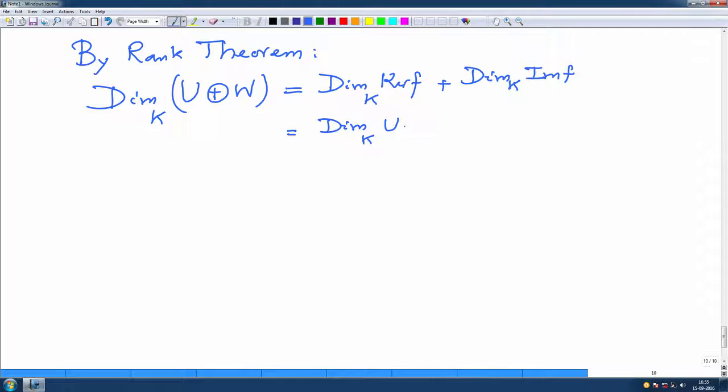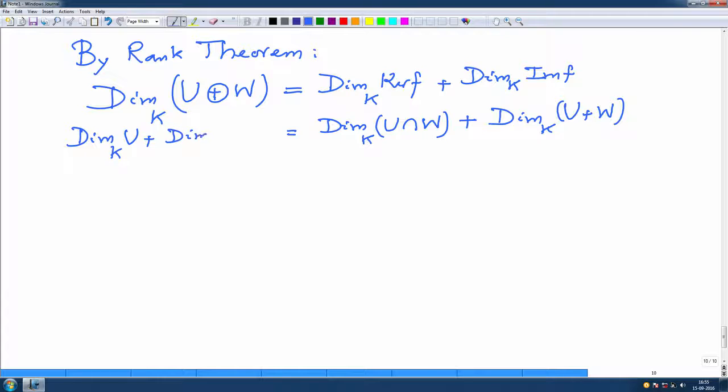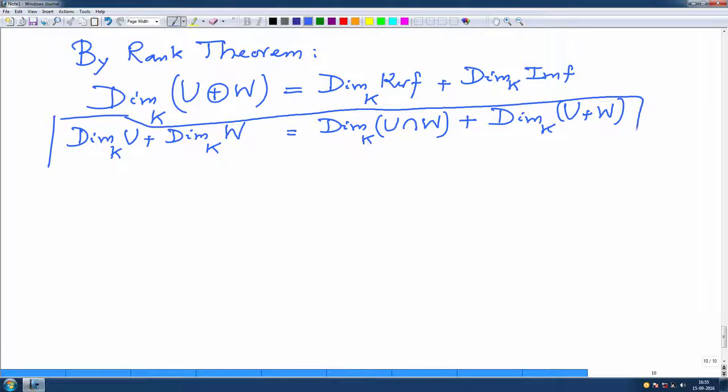So, going back, the kernel has the dimension of the intersection, and the image we have checked is nothing but the sum U plus W, and on the other side we have just noted this is nothing but the sum of the dimensions. So it proves the formula we want. This is the dimension formula. It is written, this side is written that side and this side is written that side, that is the only difference. Okay.